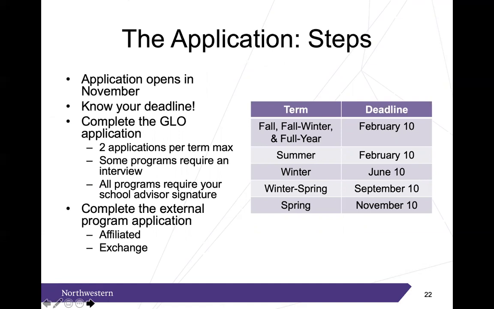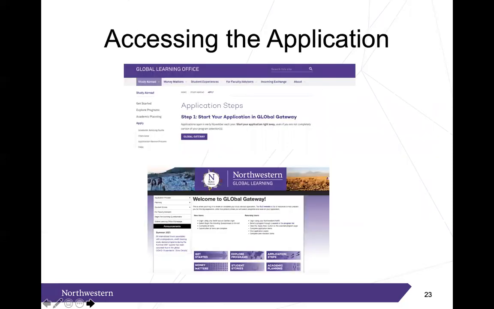Some programs require an interview, and you'll have to make sure you book that before the deadline. Also, know that programs require your school advisor signature. And if you're applying to an affiliated or exchange program, you will have to complete an external program application. To access the application on our website, you will see that there are various opportunities to click on the apply button. Once you access that link, you will have to log in using your NetID.